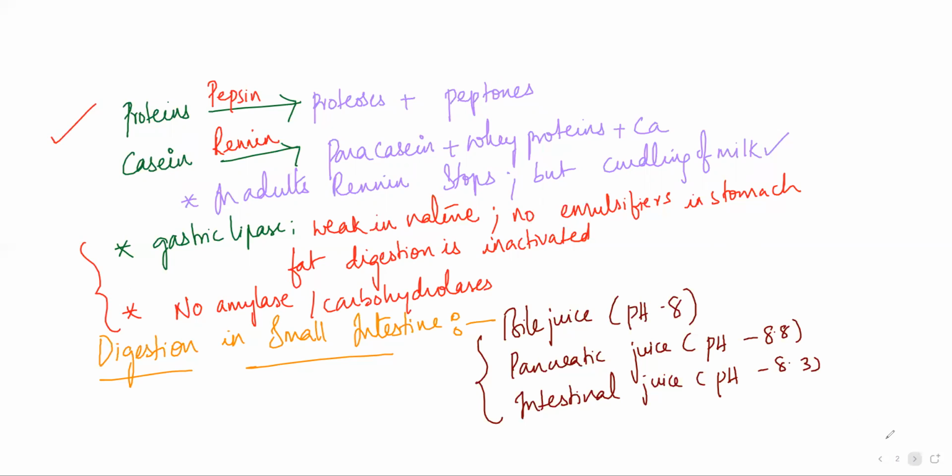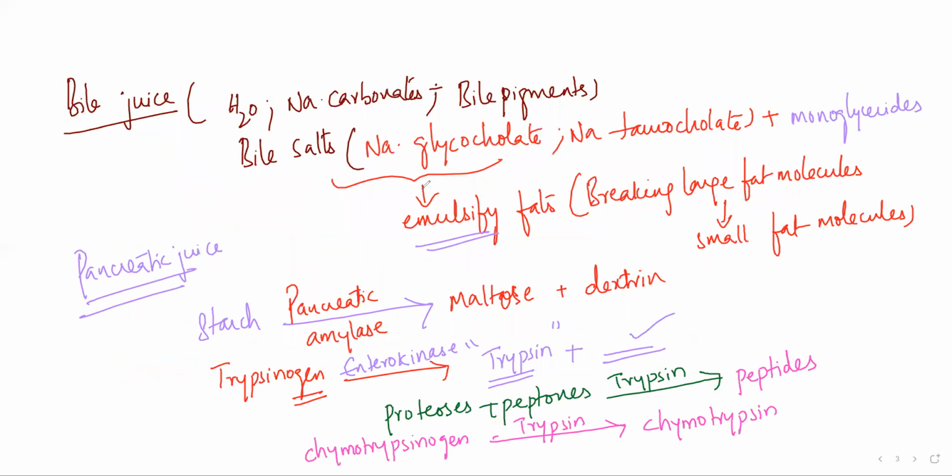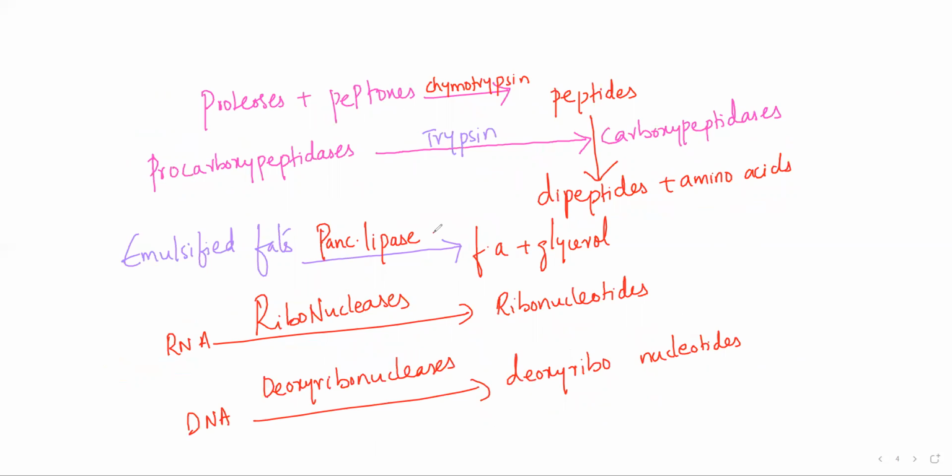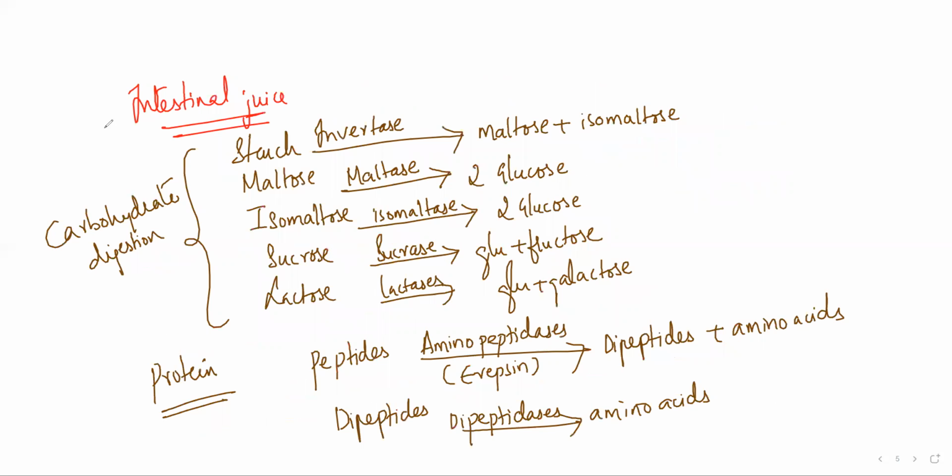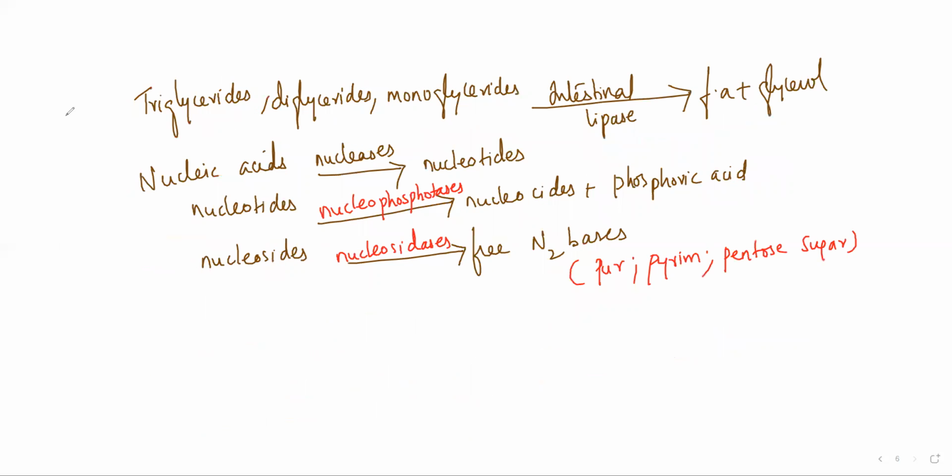Coming into the small intestine, by the action of the bile juice, the fats are getting emulsified. By the action of the pancreatic juice, starch is digested here, the proteins are digested here, and for the first time the fats are being digested here, and the nucleic acids, that is RNA and DNA, are being digested. And lastly, the intestinal juice does the carbohydrate digestion, the protein digestion, the fat digestion, and works on all the nucleotides and nucleosides, and the whole digestion is done.